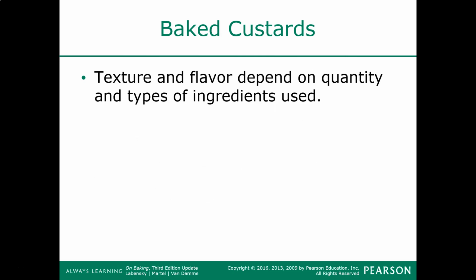The texture and flavor of these custards will vary depending on the quantity and types of ingredients used. Whole eggs are used in a simple egg custard, such as a flan, to provide both richness from the fat in the yolk and structure from the proteins in the white. This is important in order for the flan to maintain its shape when unmolded.